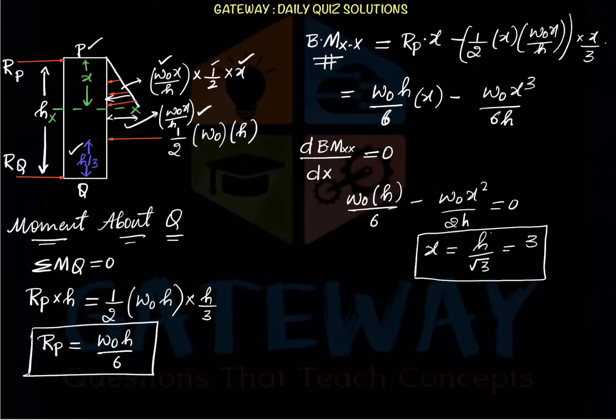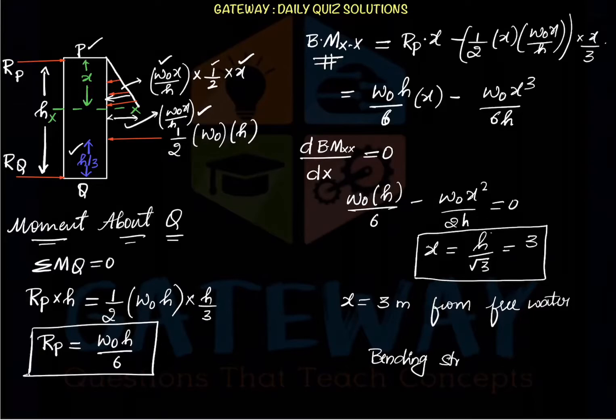So the value of x is obtained, and therefore at a height of 3 meters from the free surface, bending stress is maximum. Bending stress is maximum, and this is our answer, 3 meters.